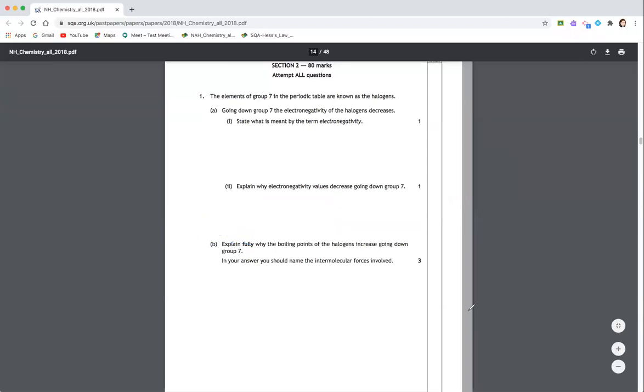Question B. Explain fully why the boiling points of the halogens increase going down group 7. And you should name the intermolecular forces involved. Because the halogens are just elements, and they are diatomic elements, so they're covalent molecules, that means that they've only got LDFs, because there's no difference in electronegativity as all the atoms are the same, so therefore you can't get permanent dipole or hydrogen bonding.